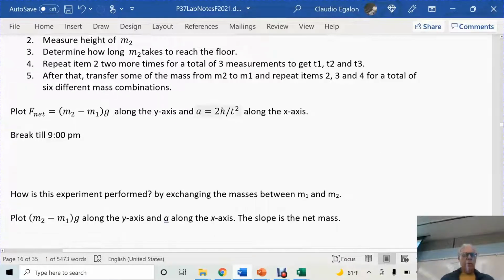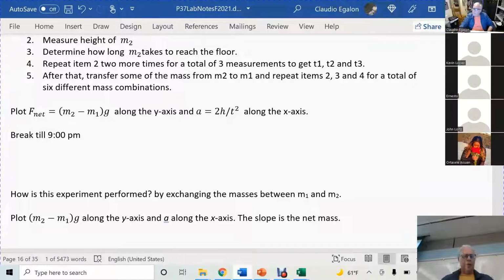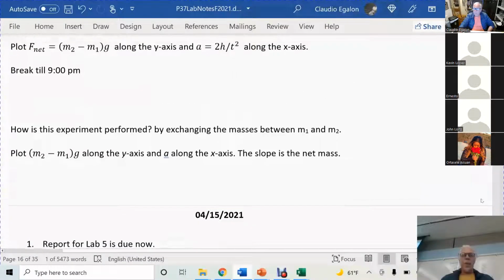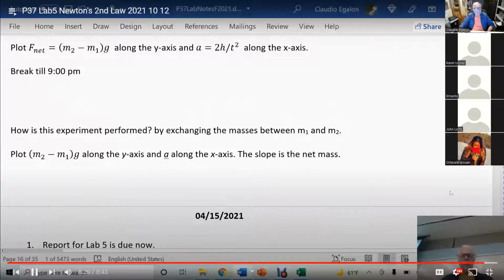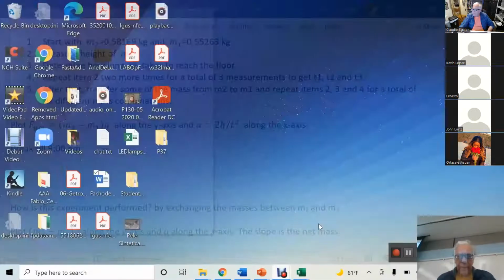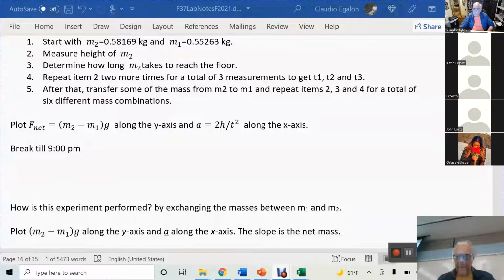Here you go, the acceleration is given by 2h divided by t squared. And that's what's already programmed in the spreadsheet. Okay, plot (M2 minus M1) g along the y-axis and a along the x-axis. That's the whole idea. And the slope of the graph should be equal to the net mass. Okay, that's the experiment, and I'm going to stop it here and upload to my YouTube channel.